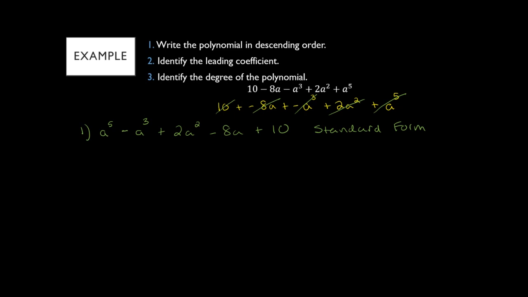Then question 2 here is to identify the leading coefficient. The leading coefficient is the number in front of the highest term. So we'd be looking at this first term here, that's the leading term. And if there's no number in front of it, the leading coefficient is 1, because you can always put a 1 in front of the variable. So that can be a 1 a to the 5th. So our leading coefficient is 1.